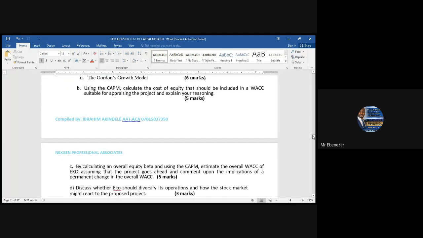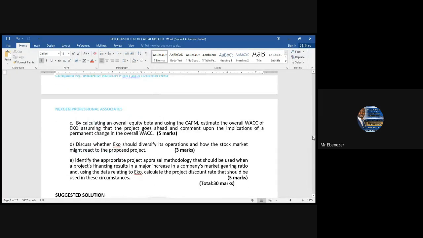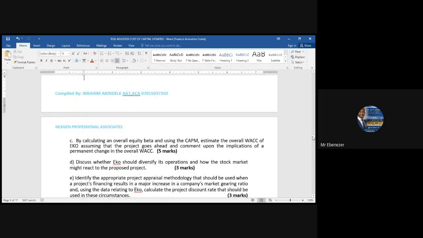Next, by calculating an overall equity beta and using the CAPM, estimate the overall WACC assuming that the project goes ahead. So we need to estimate the overall WACC, assuming that they want to go ahead with the project. Now we have to calculate the WACC. But before we calculate WACC, by calculating an overall equity beta, the question is, how do we determine overall equity beta?